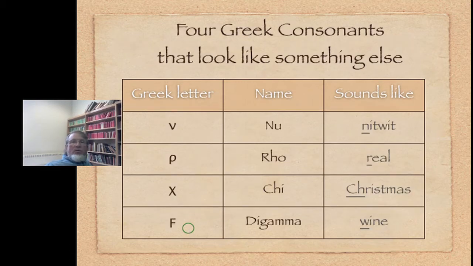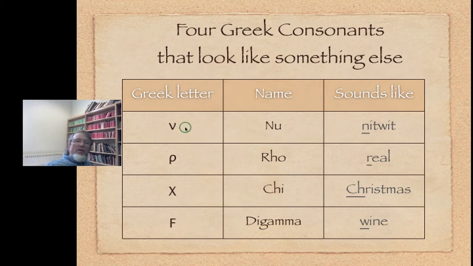Here are four Greek consonants that will cause you some grief because they look like what they're not. This looks like a V. Greek doesn't have a V sound. This looks like a P. If you think about it, we already used pi to represent the sound P. This looks like an X, an X sound, but it isn't. And this one looks like an F, but it isn't. So, these will cause some trouble.